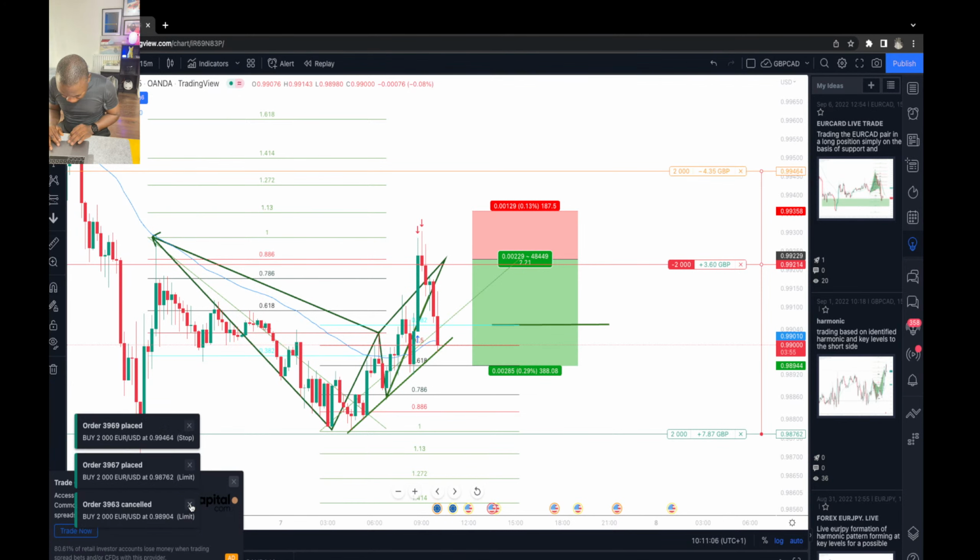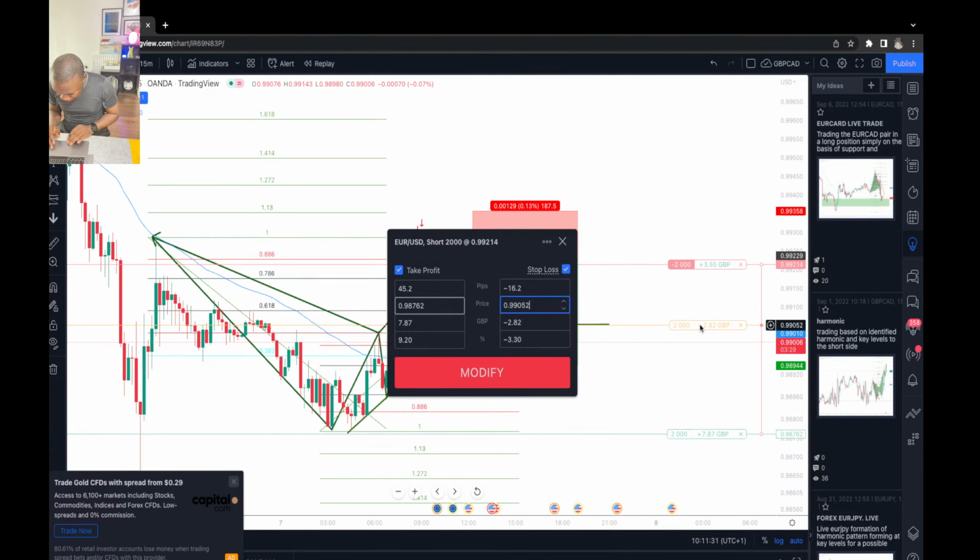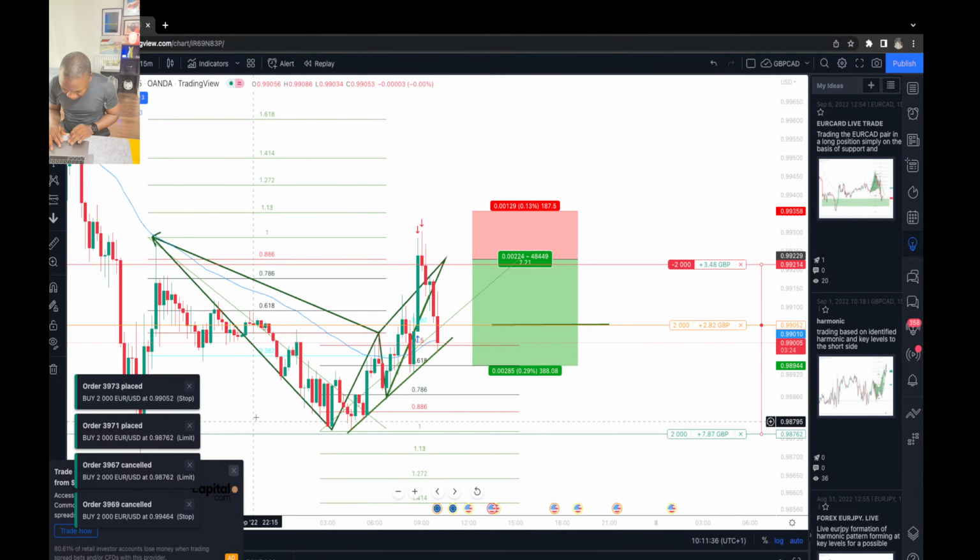I think the bears might be in control of this session. However, there's a strong resistance around here, so that I don't lose everything just yet. I'm gonna modify that. Now we're in free trade, so made some money. It's not that bad.